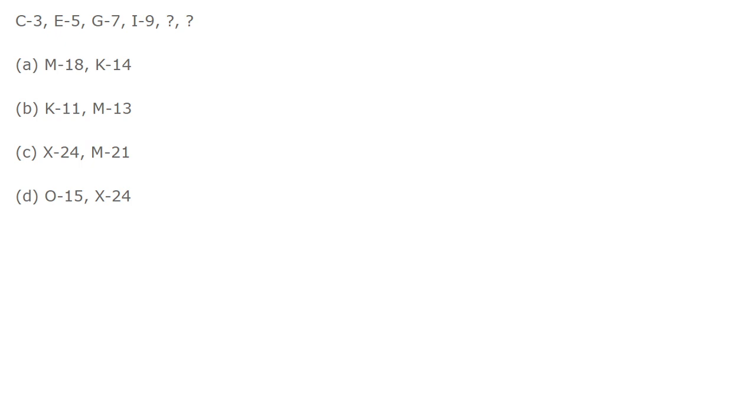Here I have already given you the digits: C means 3, E means 5, G means 7, I means 9. What next number would you like to take? Okay, the option K B, yes, 11 it is and then 13. Correct. So option B is correct. Okay, perfect. So now it is easy to identify, slowly, slowly.